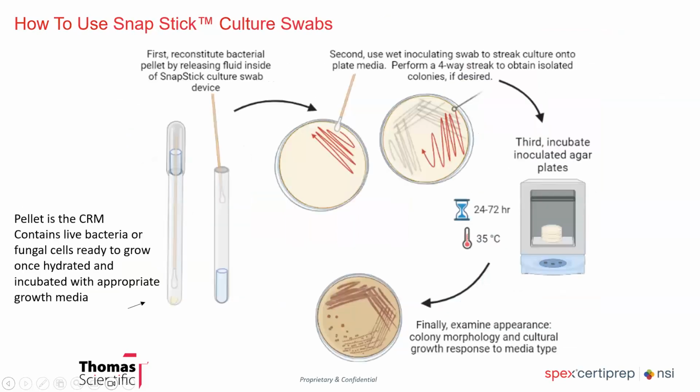We also have something called a Snap Stick. A Snap Stick has a pellet in it that contains live bacteria or fungus, and it has to be rehydrated with the appropriate media. You rehydrate that, and then you swab or inoculate your streak culture, and then you incubate your plates, and then you are able to examine the morphology and the colony growth on your media.